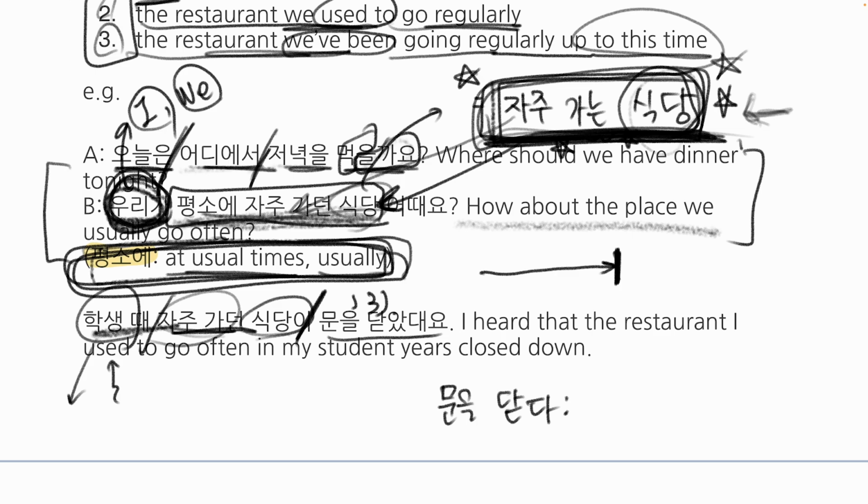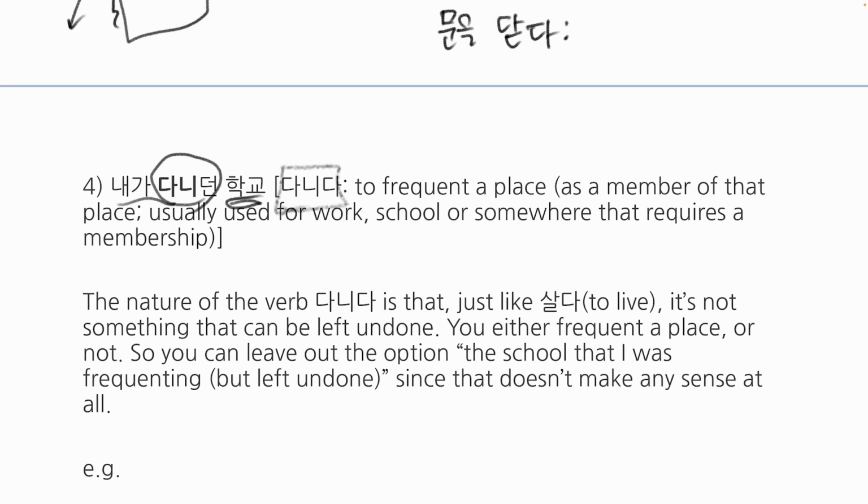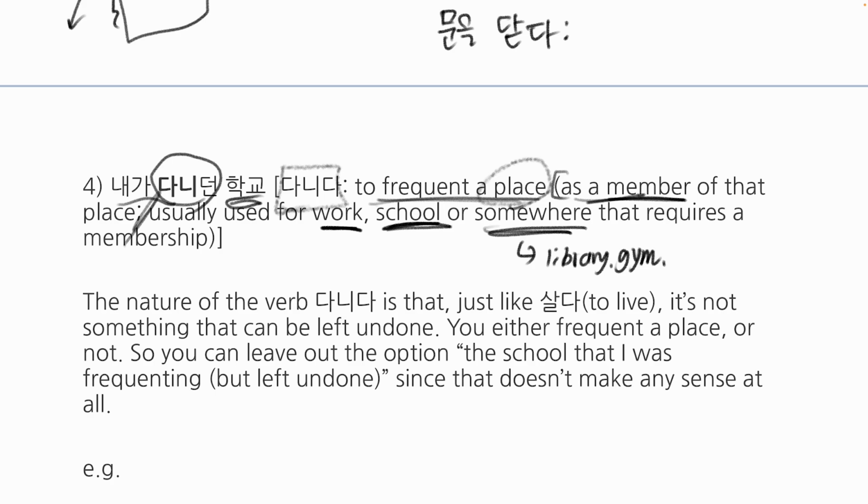그다음에 내가 다니던 학교. So here, 다니다 means to frequent a place, but not just anywhere, a place where you go as a member of that place. So usually it's for work, for school, or somewhere that requires a membership. So it could be like a library or a gym, right? Those kinds of places, you can use 다니다 when you want to say you go there often. So 내가 다니던 학교 would mean the school that I went to, basically, that I was a student of.